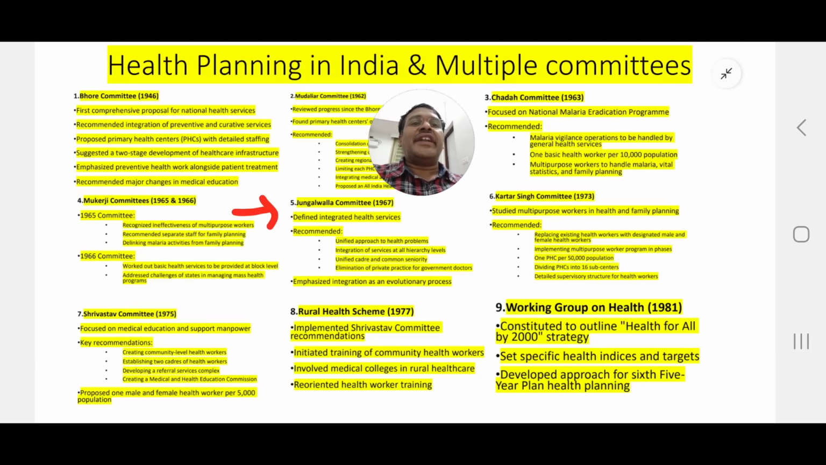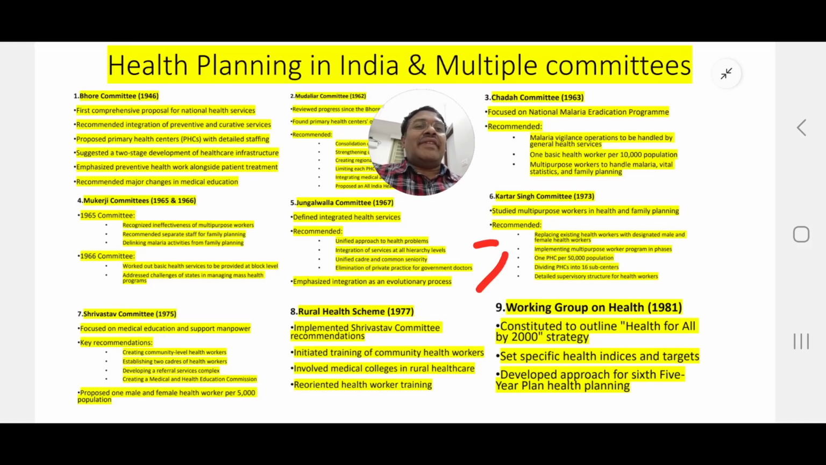This is followed by Jungalwalla Committee in 1967. It defined integrated health services and it recommended unified approach to health problems, integration of services at all hierarchy levels, unified cadre and common seniority, and elimination of private practice for government doctors. It emphasized integration as an evolutionary process. So, in 1960s, we have four committees. We have Mudaliar Committee, Chadha Committee, Mukherjee Committee, Jungalwalla Committee, everything operating in that decade, four committees.